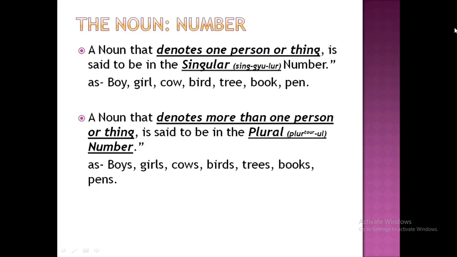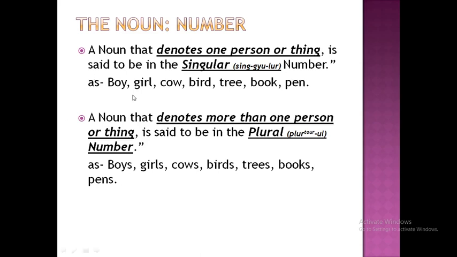The next one is the noun number. What is noun number? As I said earlier as well, it is very simple. When you refer to a noun as singular or plural, that is number. A noun that denotes one person or thing is said to be in singular number. If you refer to only one thing, that is said to be in singular form of noun. And when you refer to more than one thing with that name, that comes in plural form of noun.